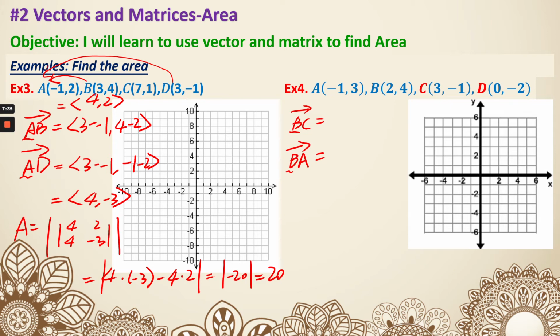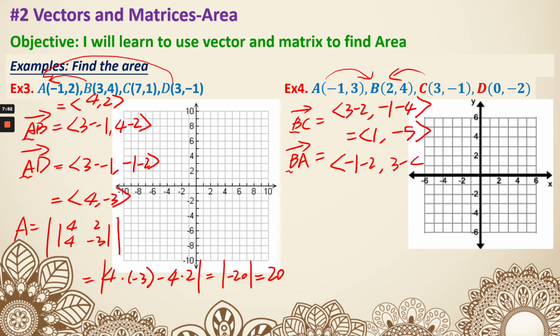So BC, we're going to use C minus B. And the other is going to be A minus B. So C minus B, that is going to be 3 minus 2. Then A minus 4, we're going to get 1, -5. BA, we're going to use -1 minus 2, and then 3 minus 4. That is going to give you -3, -1.